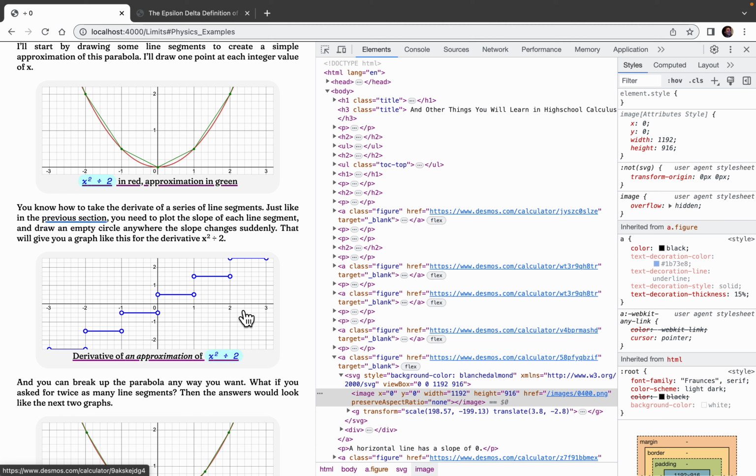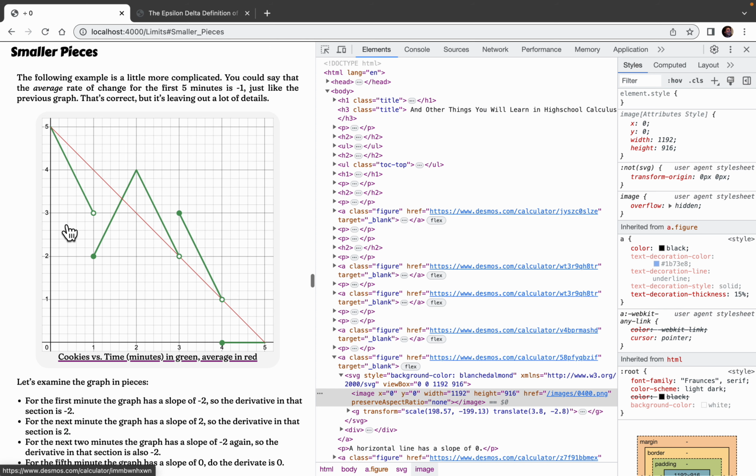You know how to take the derivative of a series of line segments. Just like in the previous section, you need to plot the slope of each line segment and draw an empty circle anywhere the slope changes suddenly. That will give you a graph like this for the derivative of x squared divided by 2. A lot of these link back, because the whole idea is that math builds on itself. The previous section was this simpler example.